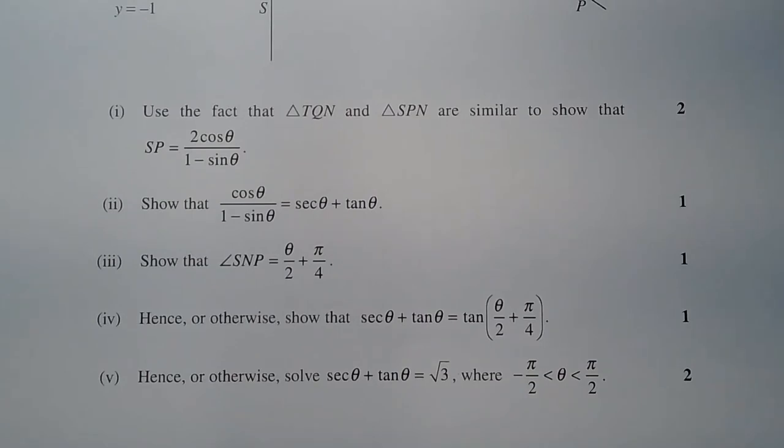Part 1. Use the fact that triangle TQN and triangle SPN are similar to show that SP equals 2 cos theta over 1 minus sine theta.